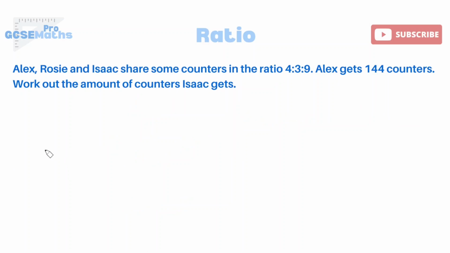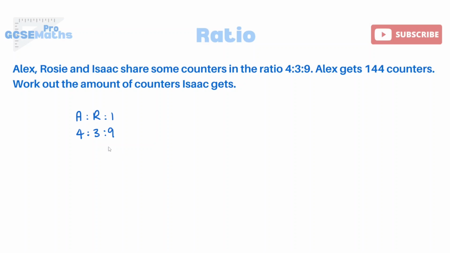So let's try another one. We've got Alex, Rosie and Isaac share some counters in the ratio 4:3:9. Alex gets 144 counters. Work out the amount of counters that Isaac gets. So exactly the same thing. The only thing now is we do have a 3-part ratio. So I'm going to write down the initials in the same order that they are written in the sentence. And then obviously copy the same ratio.